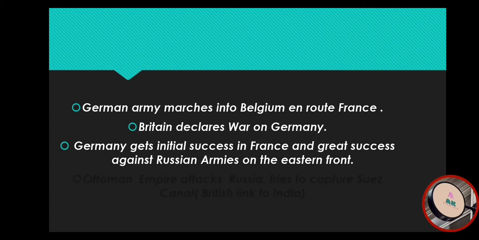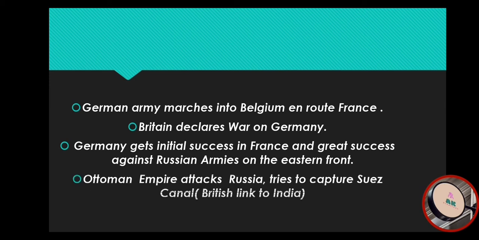So then finally what happened? Germany gets initial success in France and gets success against Russian armies. More than 3 lakh Russian soldiers were killed. Got the point? And here Italy didn't support. Why? Because Italy said, see, I am here only for defense, not to attack. But then finally it went to the Triple Entente.